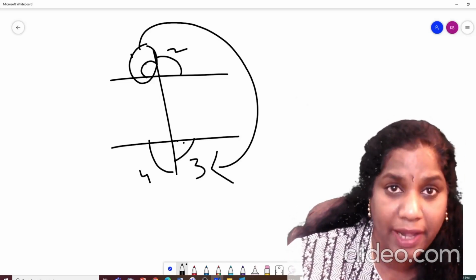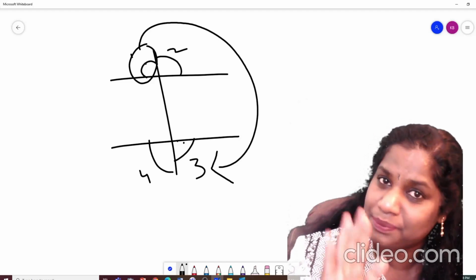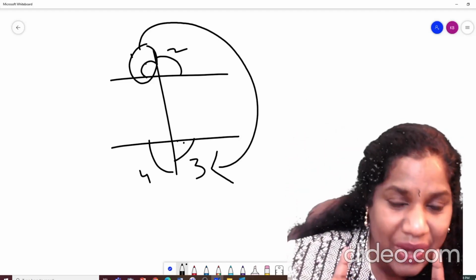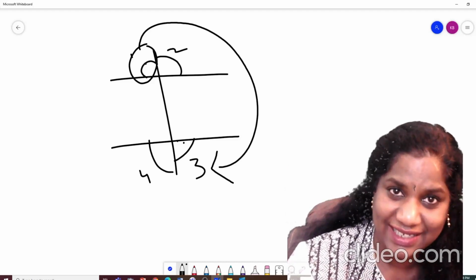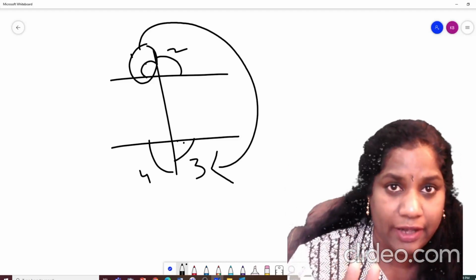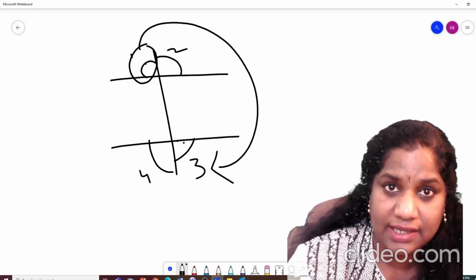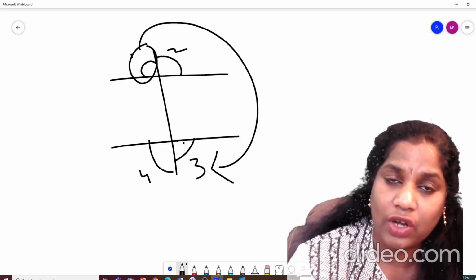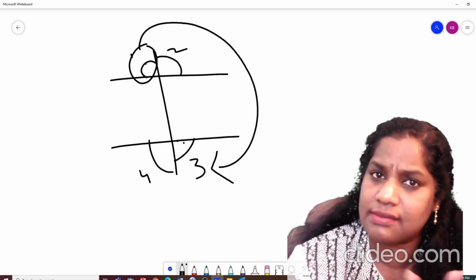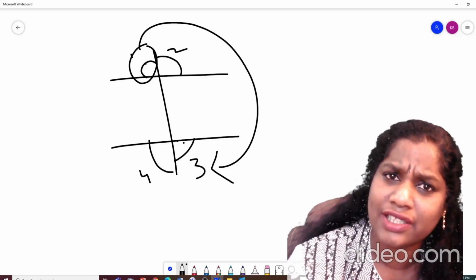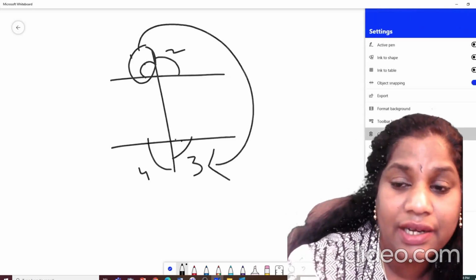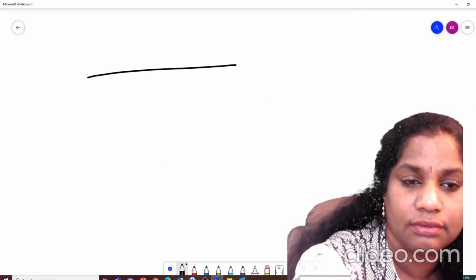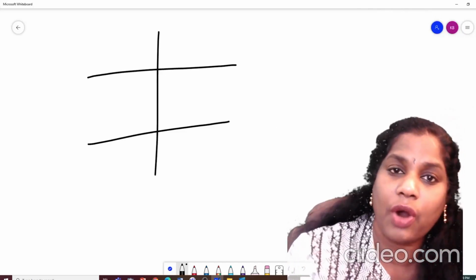Which is the other pair? Bingo! 2 and 4. 2 and 4 are alternate exterior angles. So 2 pairs of alternate interior angles and 2 pairs of alternate exterior angles. That's it. Alternate angles done. Now let us do corresponding angles. What are corresponding angles?